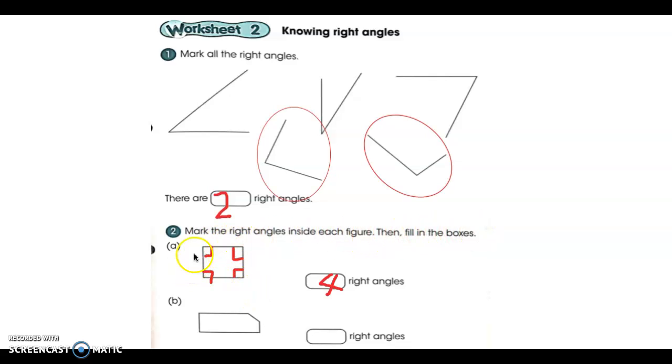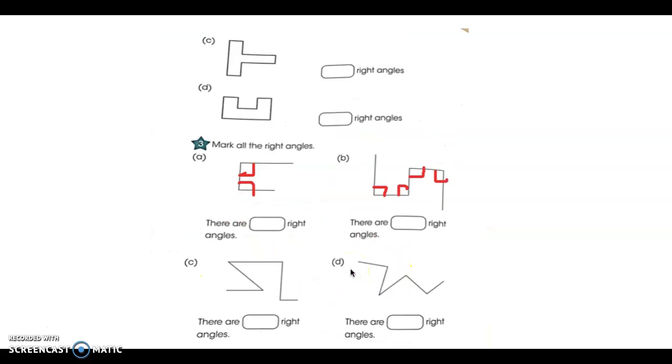So this square, we can see that this is a right angle, this is a right angle, this is a right angle, this is a... How many right angles we have? 4. Now you can finish the remaining. And number 3 I will do.